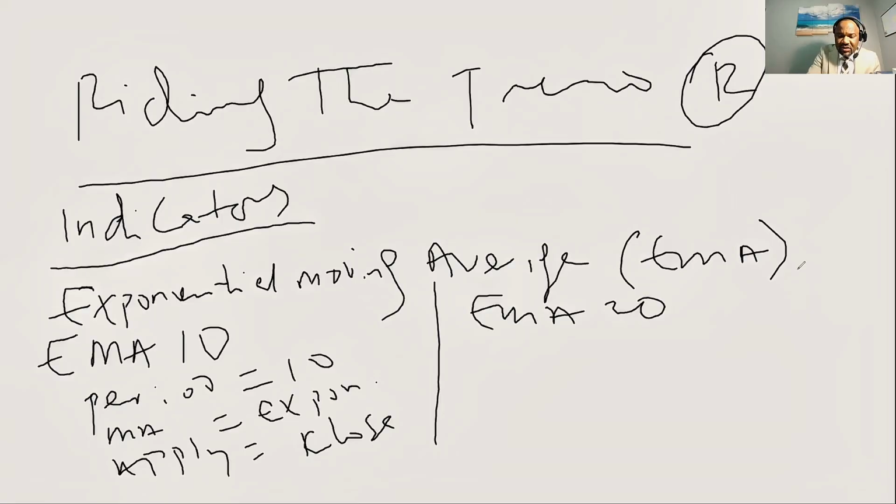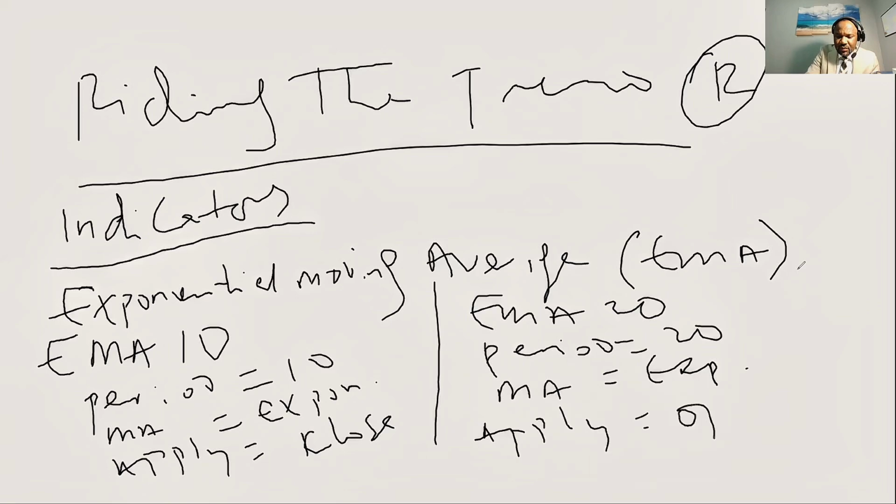And then this one means that you set your period to 20, MA type exponential, apply to open. All right. So the rules, I'm still dealing with writing a trend strategy. The rules of writing a trend strategy. So write down the rules of the strategy.